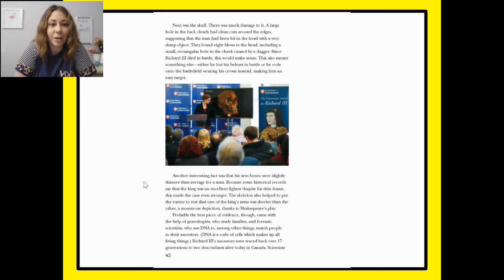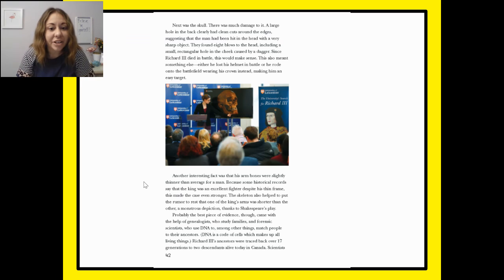There was much damage to it. A large hole in the back had clean cuts around the edges, suggesting the man had been hit with a very sharp object. They found 8 blows to the head, including a small rectangular hole in the cheek caused by a dagger. Since Richard III died in battle, this would make sense. This also meant something else. Either he lost his helmet in battle, or he rode onto the battlefield wearing his crown instead, making him an easy target. Okay, so right there, it's giving us details about what happened next. So we know it had to do with his skull. They checked the skull, and they're finding reasons why that would be King Richard III.